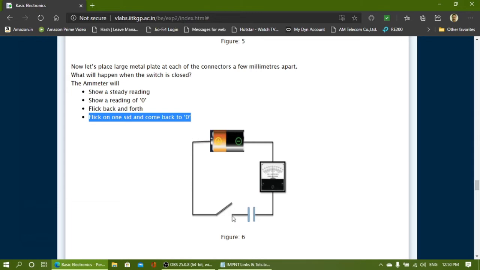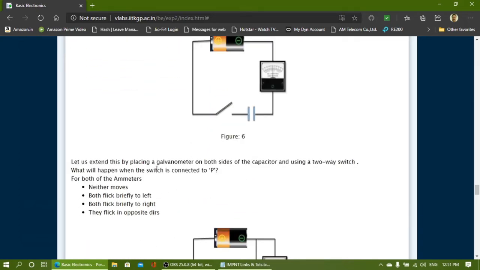That means if you close the switch, the capacitor will start to charge and a deflection will occur in the galvanometer. And when the capacitor potential is equal to the battery potential, there will be no charging current flow, so the galvanometer will show no deflection. So when it is charging, it flicks one side and comes back to 0 when charging is completed.